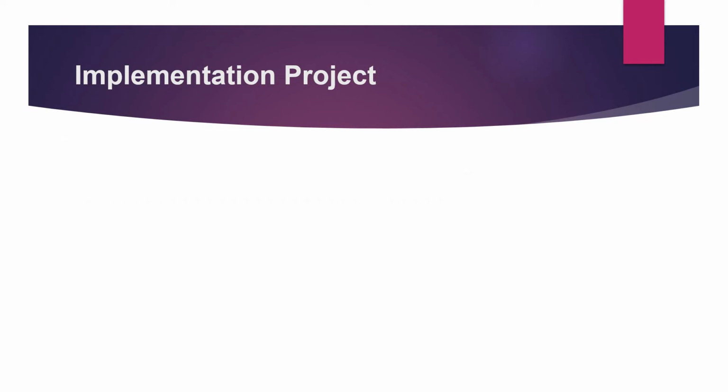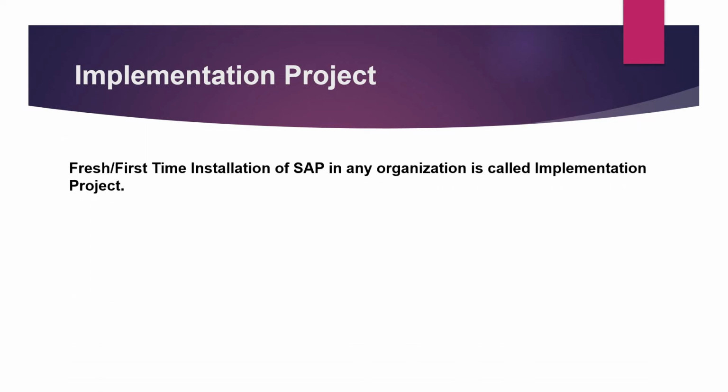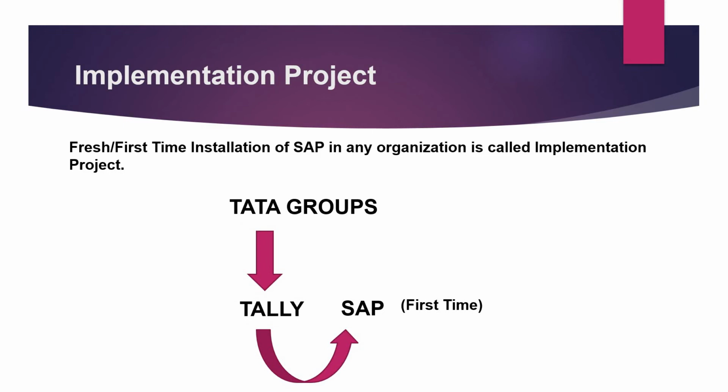Let's come to the implementation project. So what is an implementation project? We will understand it in the form of an example. For example, there is a company named Tata Group which is currently using Tally, but now they want to shift to the SAP system because of the broader scope. So they appoint a consultant who is well versed with SAP. He goes through the business process and tries to replicate and implement it. So whenever a company uses a SAP system for the first time, it is known as the implementation project, which is done by the consultant.